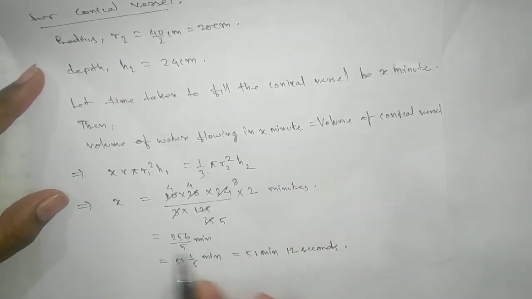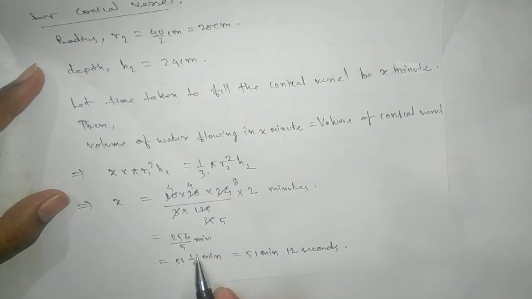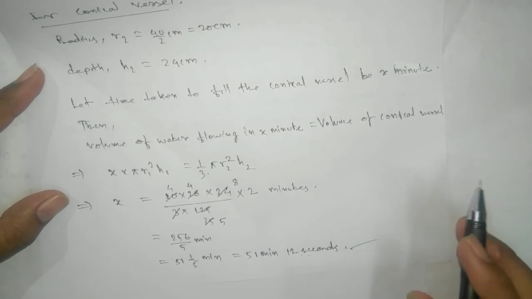So here we are getting this, that is 51 whole 1 by 5 minutes, and this will convert into 12 seconds. This is our required answer.